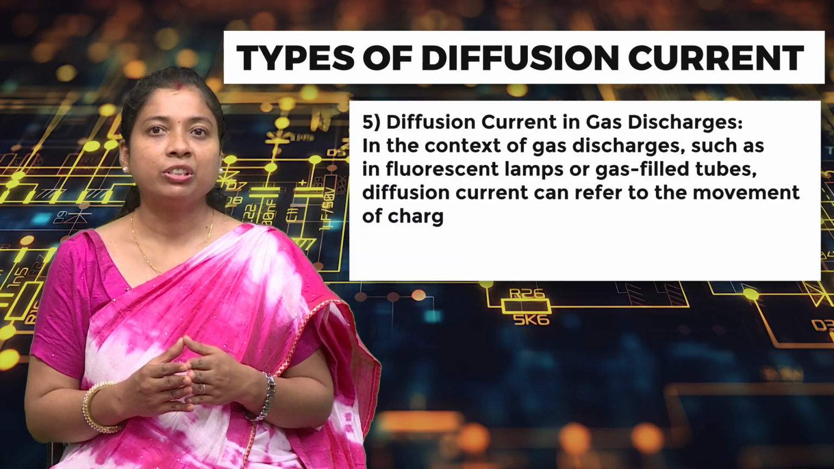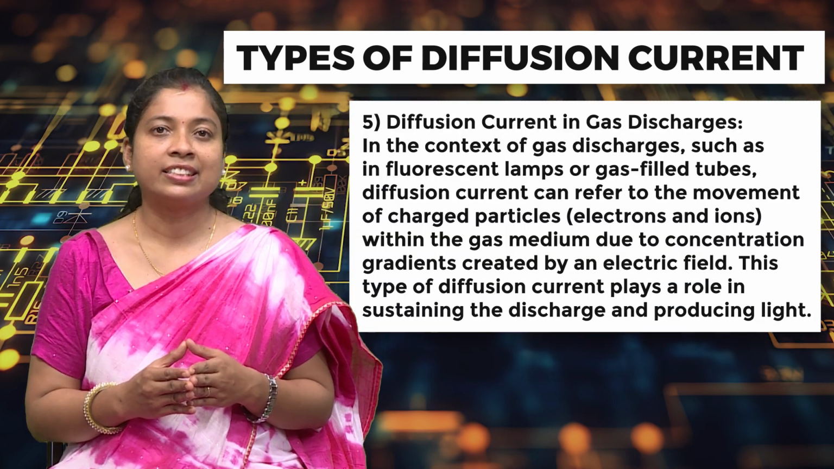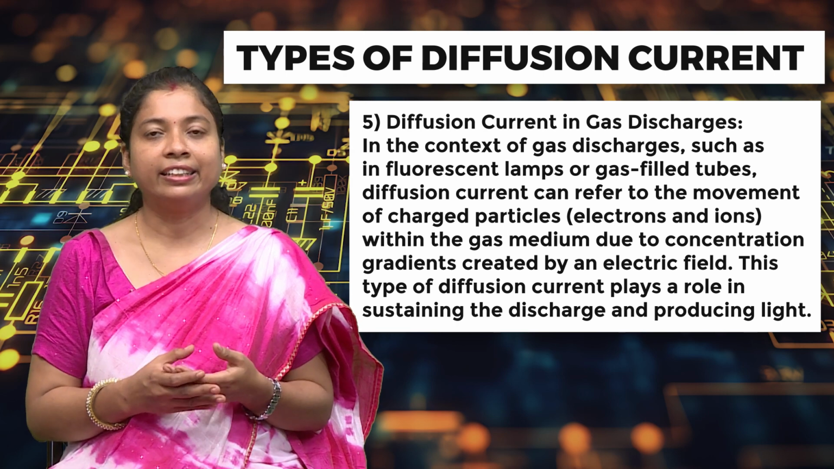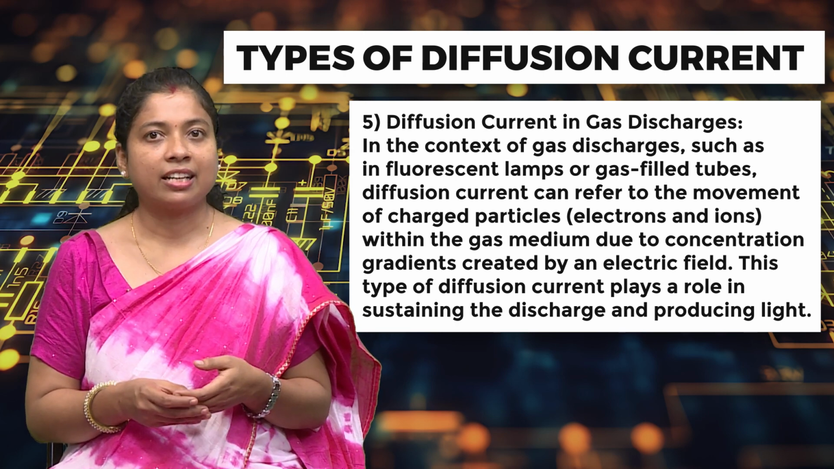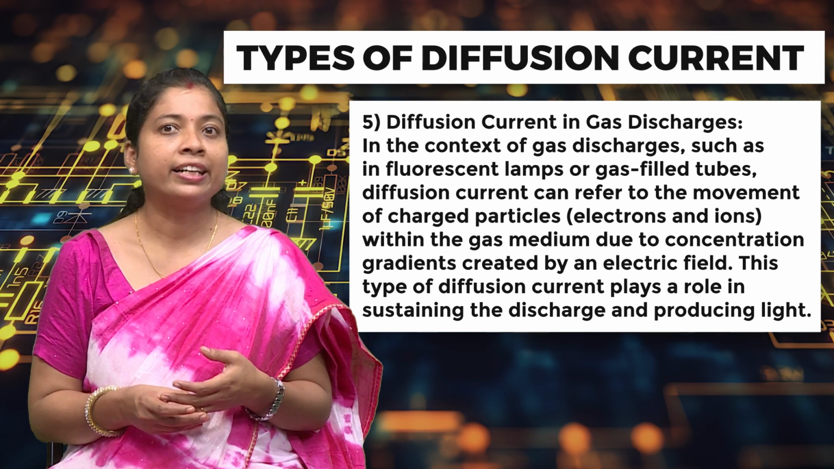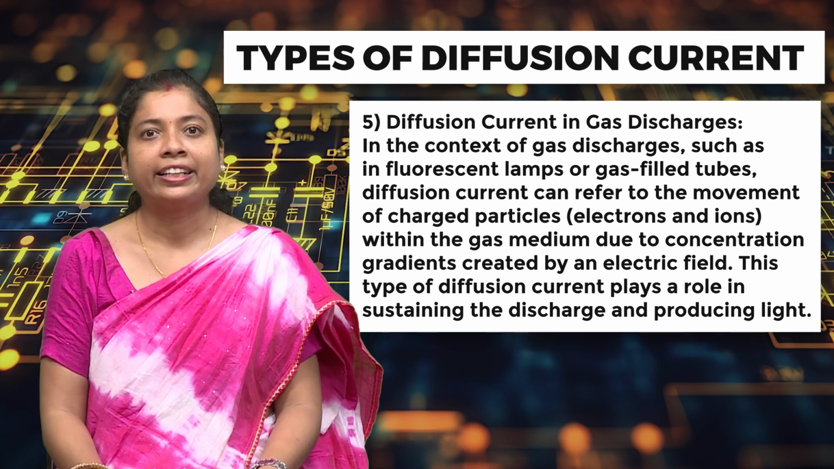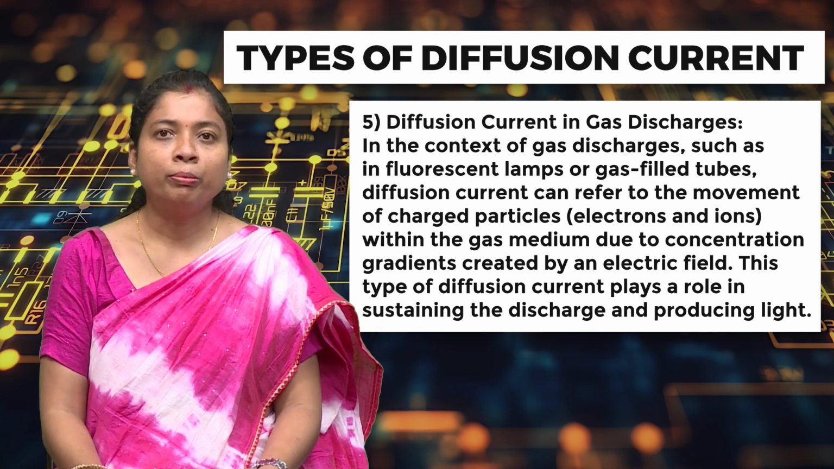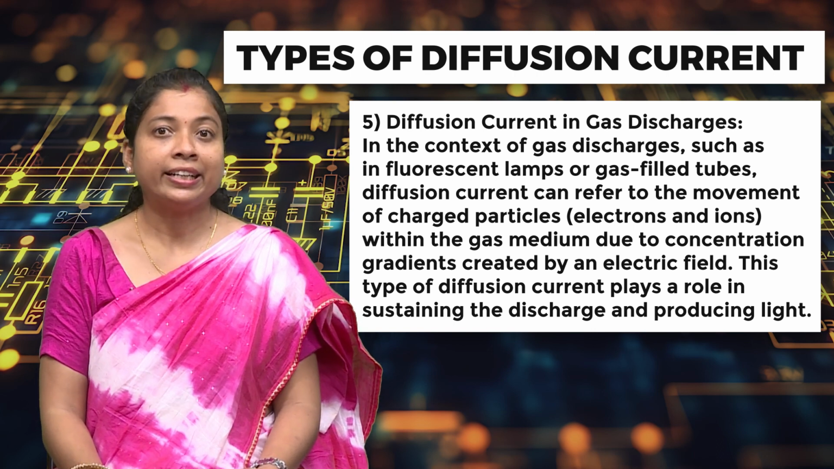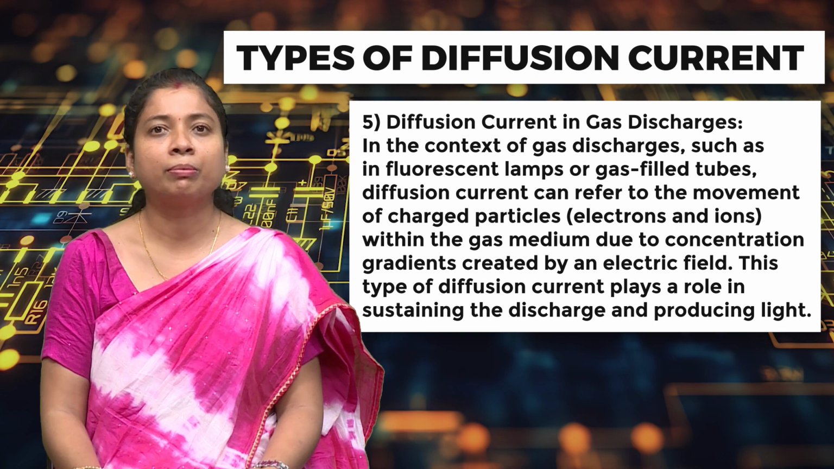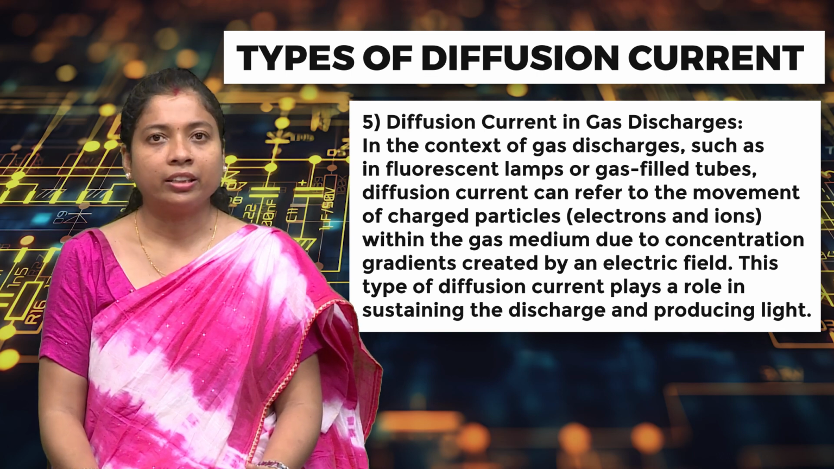Fifth is the diffusion current in gas discharges. In the context of gas discharge, such as in a fluorescent lamp or gas-filled tubes, diffusion current can refer to the movement of charged particles, which may be electrons or other ions.